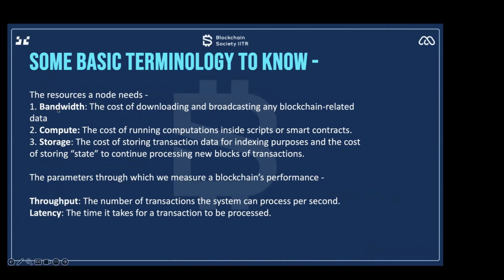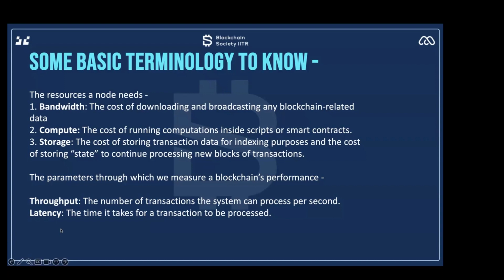So first is the bandwidth. It's the cost of downloading and broadcasting the blockchain data. Then compute is the cost of running computations, and storage is the cost of storing transaction data, whatever data we are storing on the blockchain. And these are the resources that a node needs, and based on these resources, a node calculates whatever cost will be required to run a node for any blockchain, be it Ethereum or any layer one blockchain.